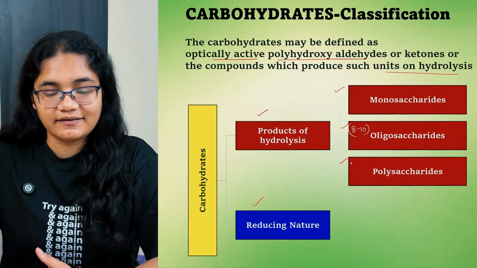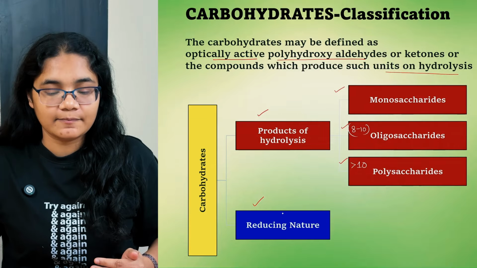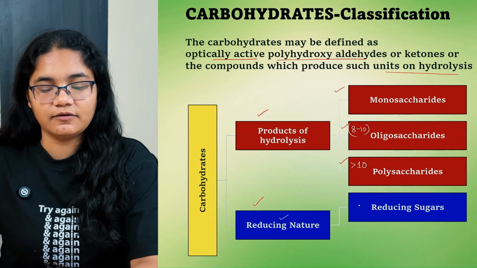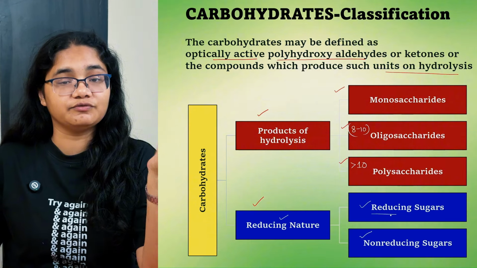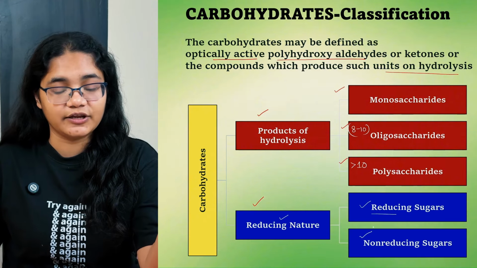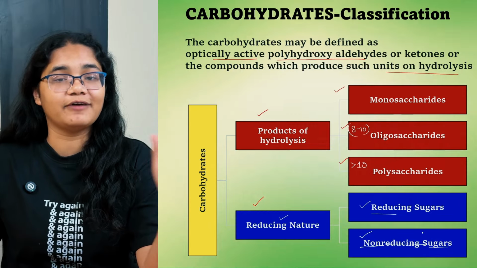Now if you break polysaccharides and you get more than 10 monosaccharides, then we call it polysaccharides. Now based on the reducing nature, we have reducing sugars and non-reducing sugars. Reducing sugars are those which will reduce Tollens' reagent and Fehling's reagent, and non-reducing sugars are those which do not reduce Tollens' reagent and Fehling's reagent.